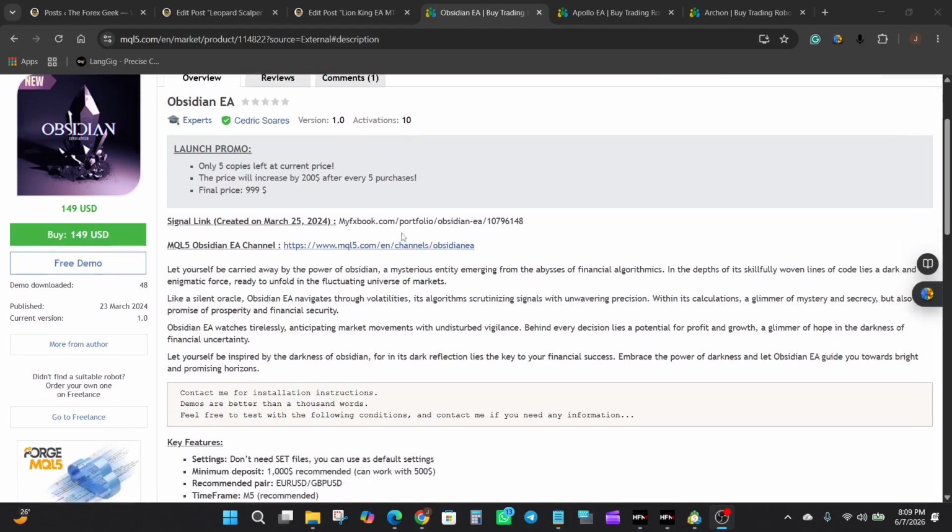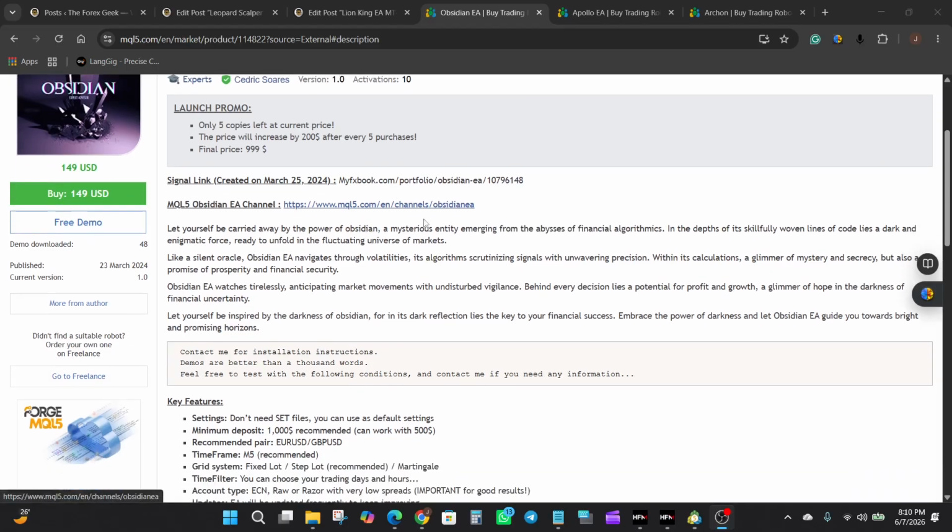Looking through the description, the developer presents Obsidian EA as an automated trading solution designed for the Forex market. There is also a My FX book portfolio link and a dedicated MQL5 channel provided for users who want additional information or performance tracking.